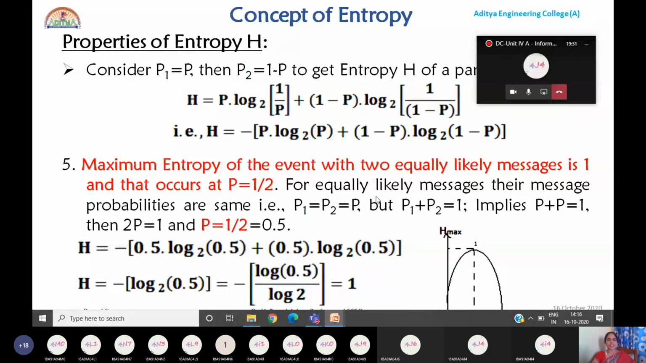And the fifth property is like that. Already I told you that this is the continuation of the fourth property. So the maximum entropy of the event with two equally likely messages is 1. So what is the maximum entropy of the event? The maximum entropy of the event with two equally likely messages is 1.